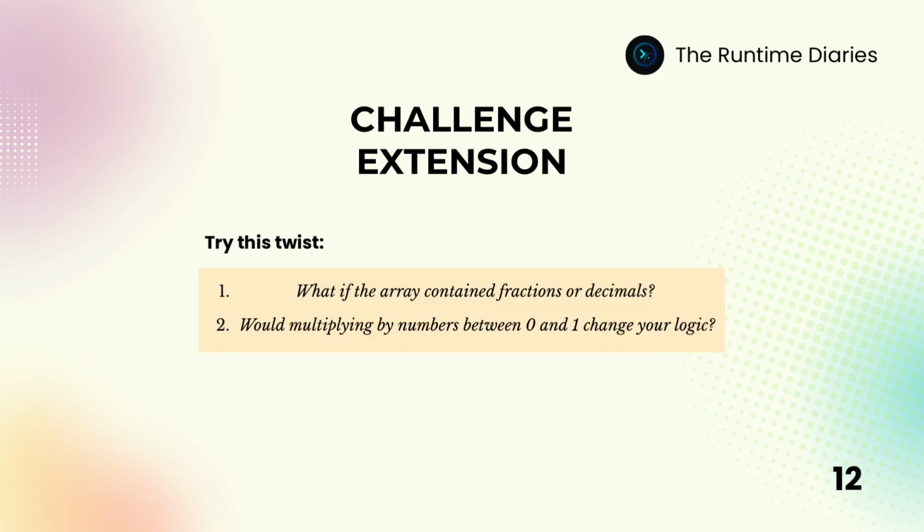Before we wrap up, try this twist on your own. What if the array contained fractions or decimals, meaning numbers between 0 and 1? Also, would multiplying them change your logic or just your thresholds? This question pushes you to think beyond integers about how scale and magnitude interact.